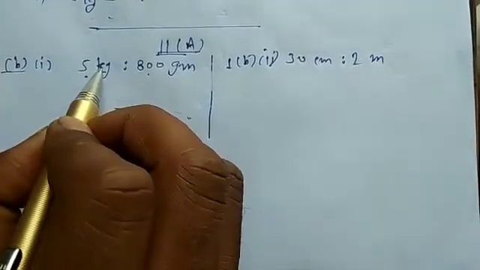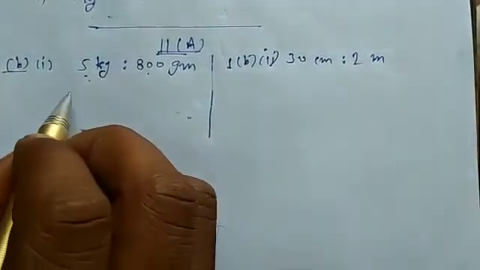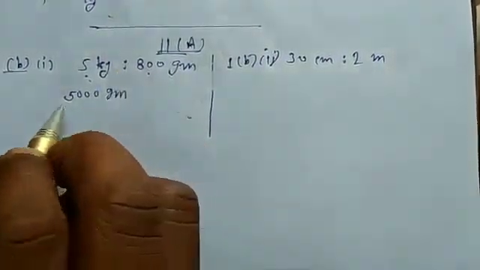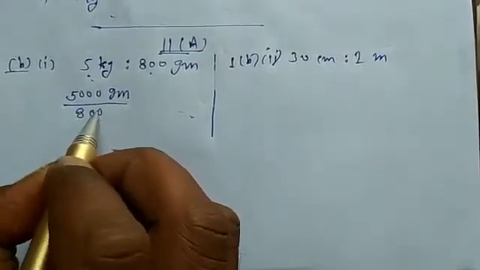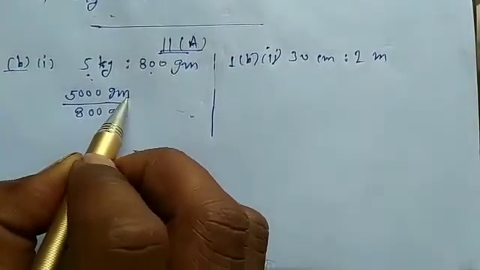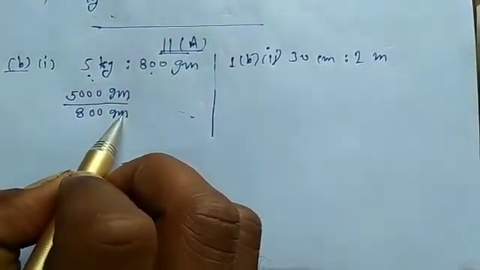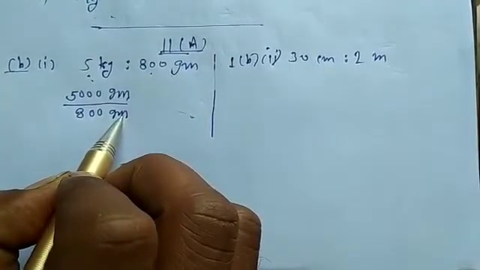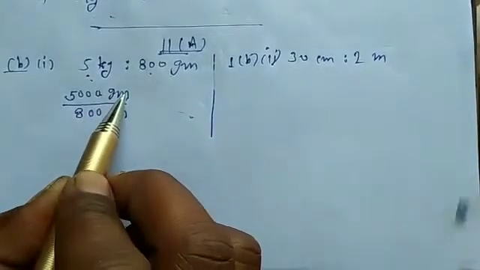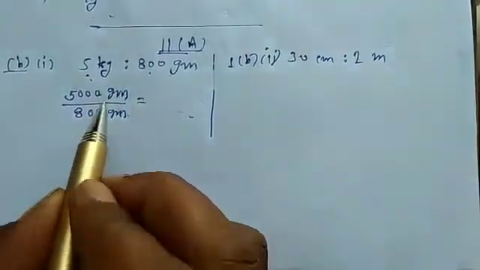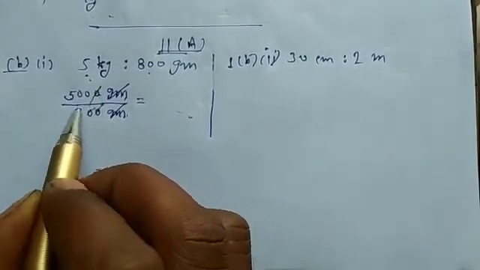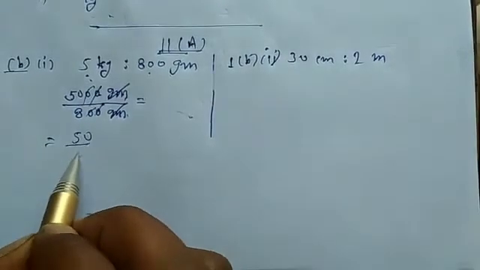1 kilogram consists of 1000 gram. It means 5 kilogram means 5000 gram. Ratio means divide. 800 gram. Now 5000 is in gram and 800 is in gram. Now one point you must keep in your mind, that ratio has no unit. Both the units will be cancelled, and 2 zeros will be cancelled there. It will be 50 upon 8.